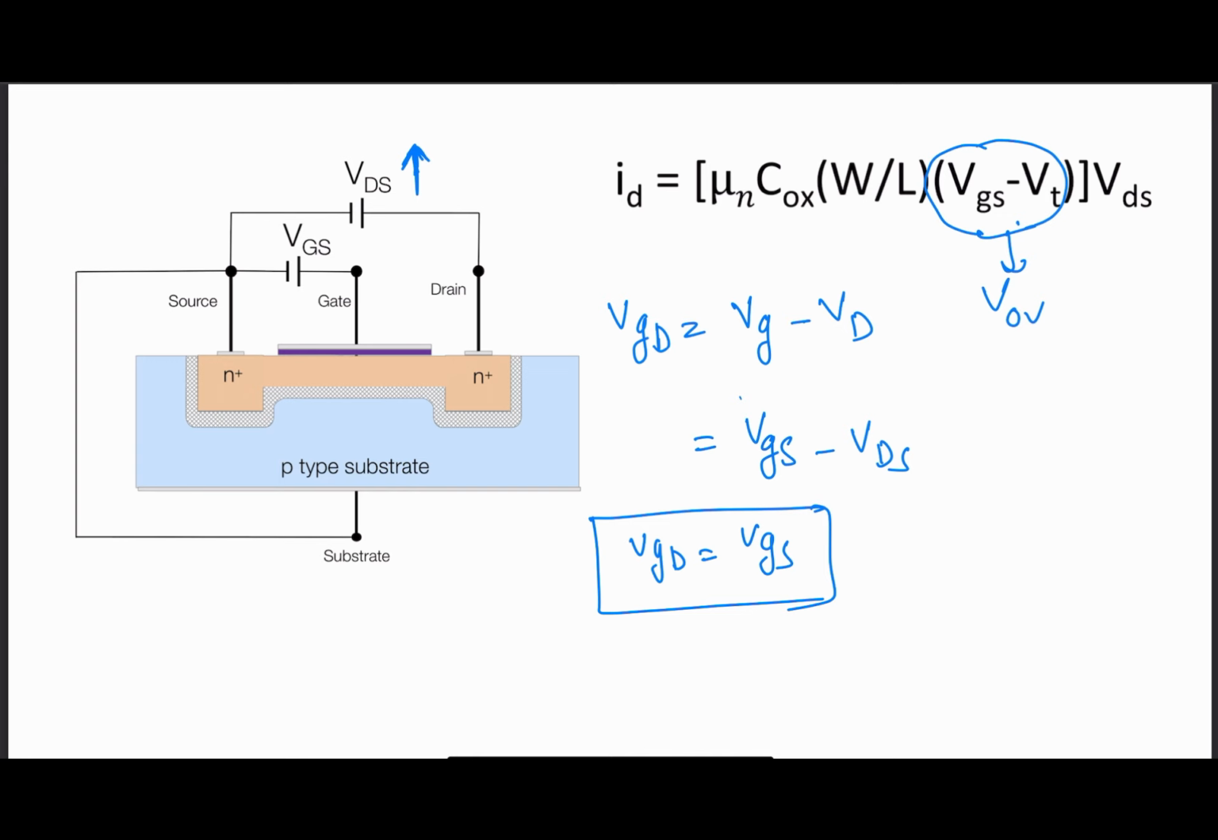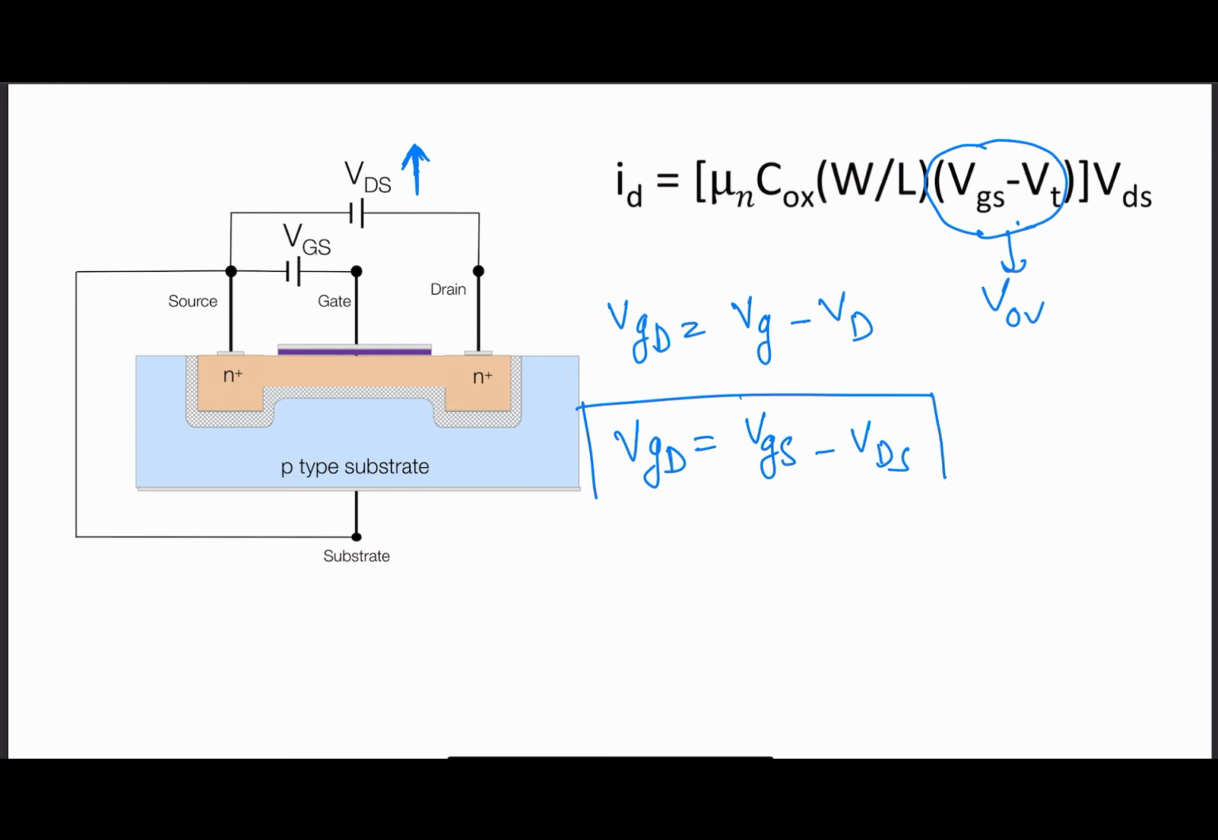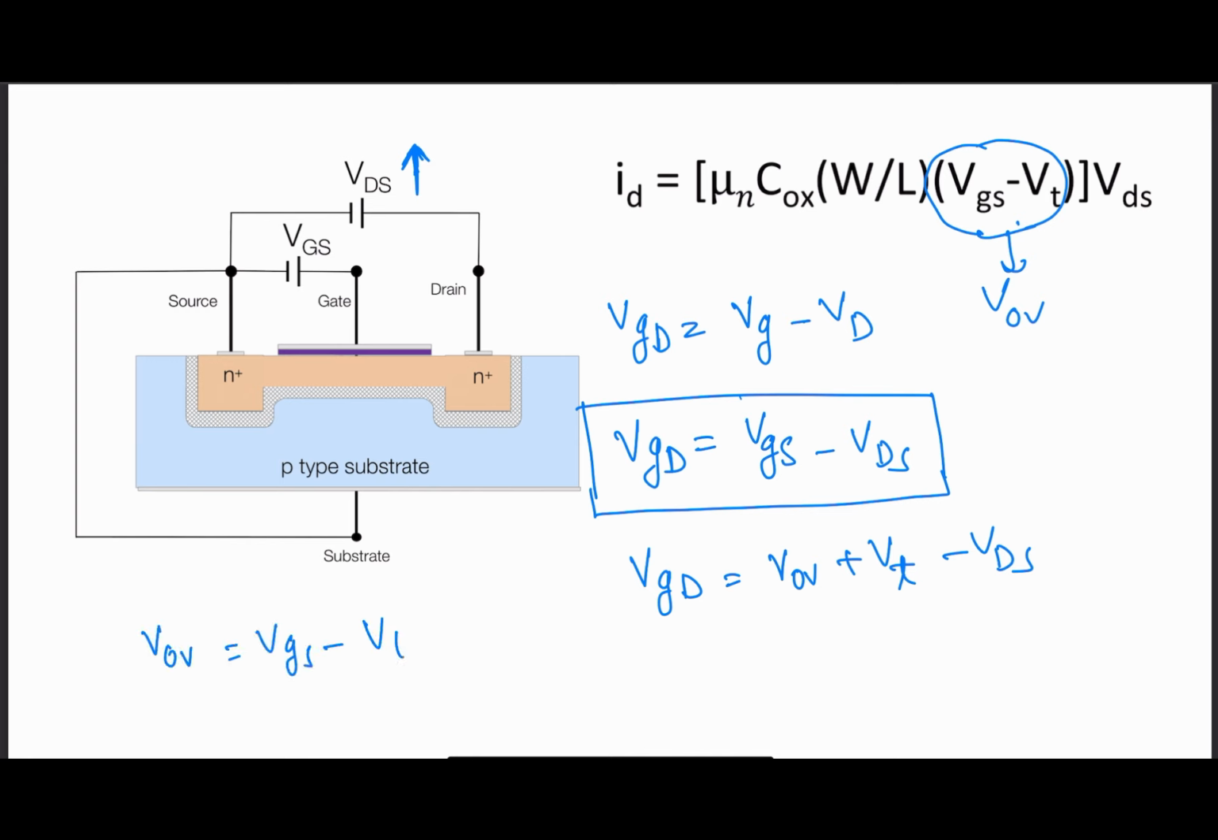VDS. If we increase the VDS, then what will happen? Then VGD is equal to VGS minus VDS. Or we can write VGD is equal to V overdrive plus VT minus VDS. You know, right? The V overdrive is equal to VGS minus VT. So from here VGS is equal to V overdrive plus VT. I just put this VGS value in this equation.